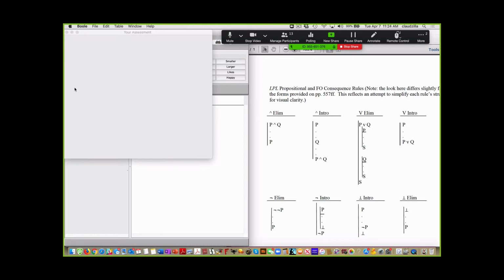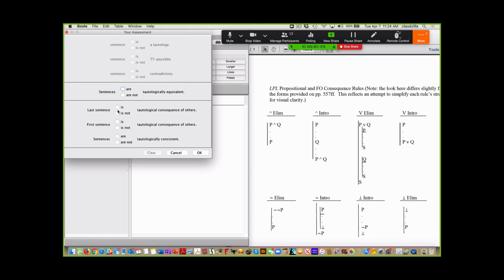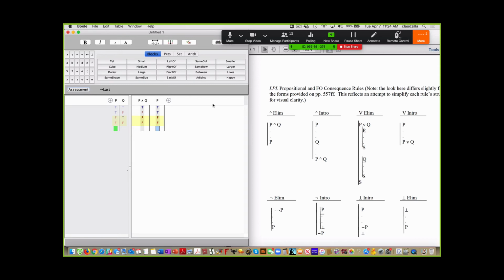So if I go over to our assessment and I say that P is a tautological consequence of the conjunction, I'm told I'm correct. Why? Because look at the values under P in our assessment pane. We see that there is no row on which P conjunction Q is true and P is false.